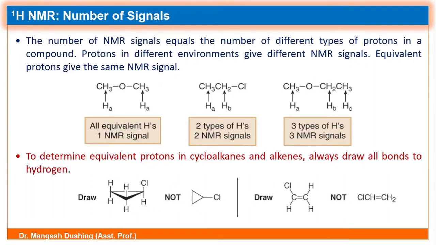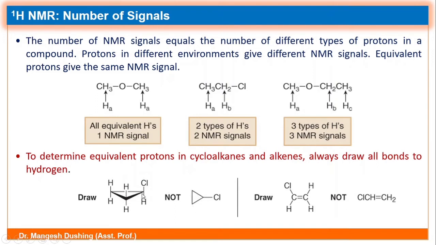See here. Suppose this is cyclopropane, chlorocyclopropane. So the chlorine may be above the plane or below the plane. So we have to mention it like this. Then only we can understand how many types of protons are there. If drawn like this, then there are simply 2 types of protons.